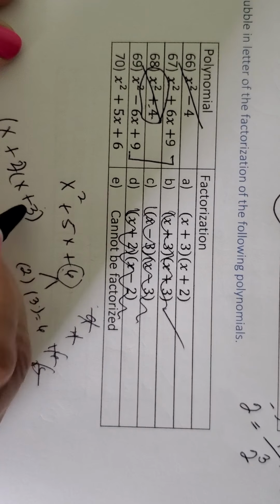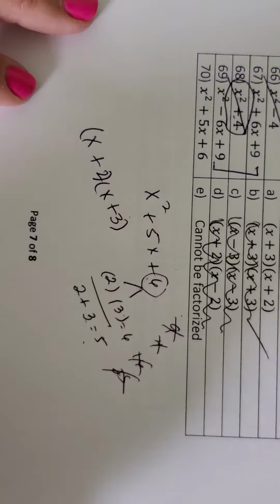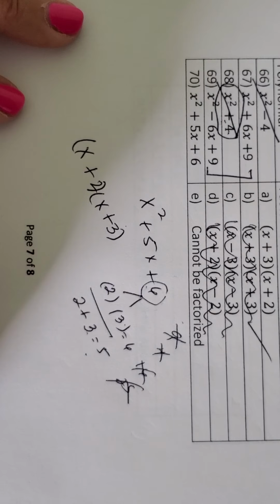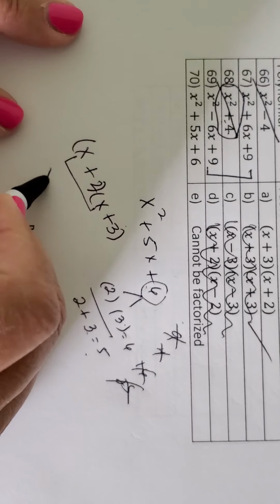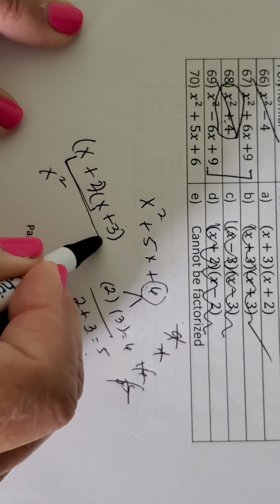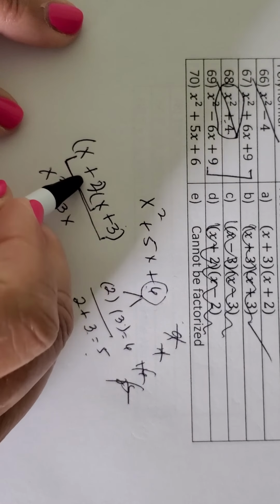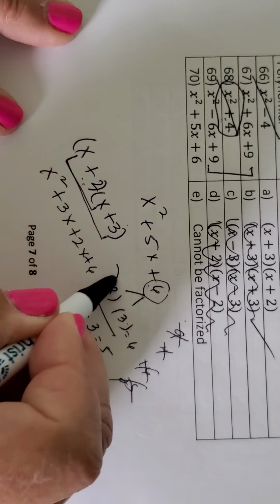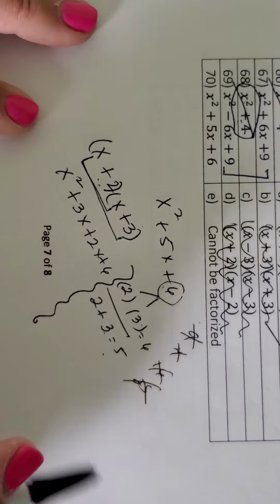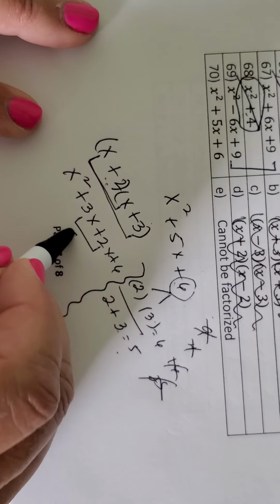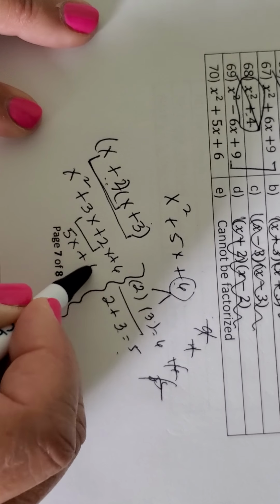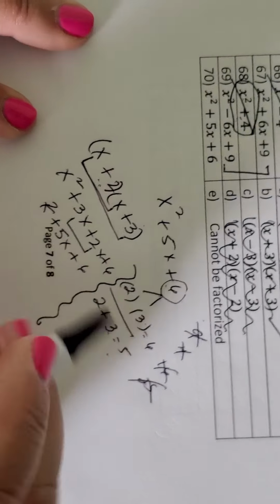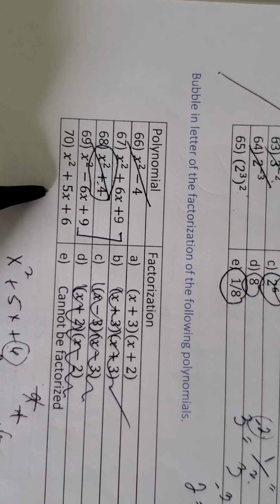That's it. If you don't believe me, for those of you that are non-believers, x times x is x squared. X times 3 is 3x. 2 times x is 2x. And 2 times 3 is 6. How much is 3x plus 2x? 5x plus 6 plus x squared. This is exactly what you had right here.